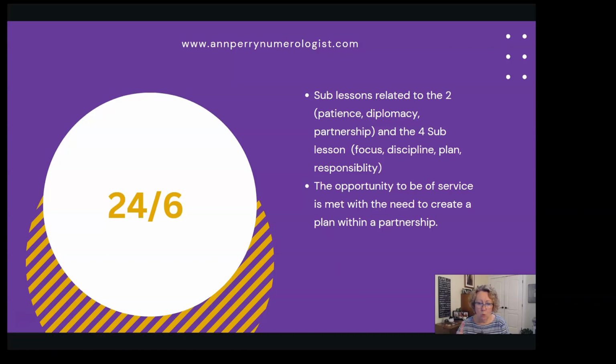The 15-6, the 1 sub-lesson there was all about independence, whereas in this case, this is about being interdependent, being in a partnership. And then we look at the 5 of the 15-6. That 5 says, I need my freedom. Whereas the 24-6, that 4 says, yeah, I need discipline. I need a step-by-step approach to life. So the opportunity to be of service is met with the need to create a plan for partnership. So that's why this is standing out a little differently.